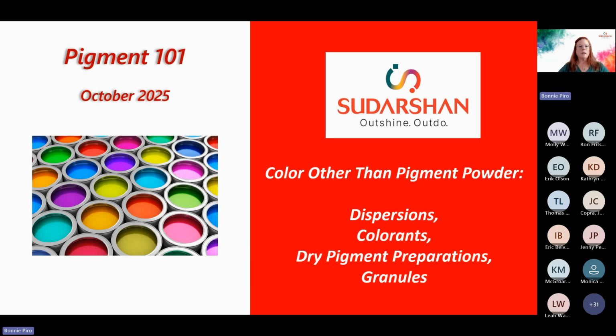Today we're going to talk about color other than pigment powders. That could be in the liquid form or in the solid form, in terms of dry pigment preparations or granules. There's a lot of uses for this in various industries. So I hope to give you some overview into other options for color in your formulations other than grinding the pigment powder yourself. So with that, we'll go ahead and get started.